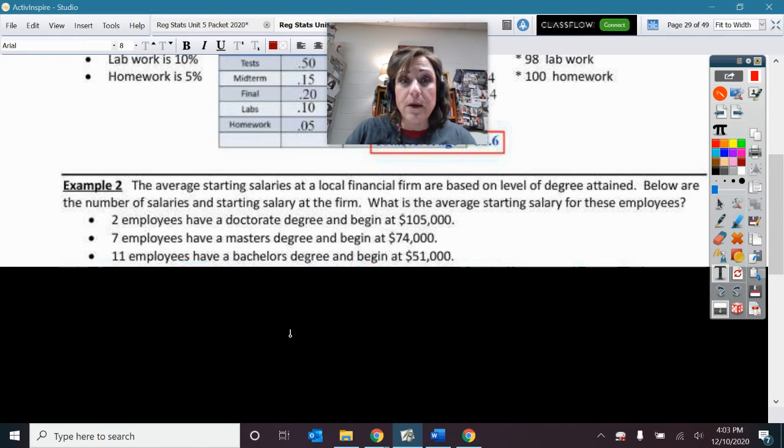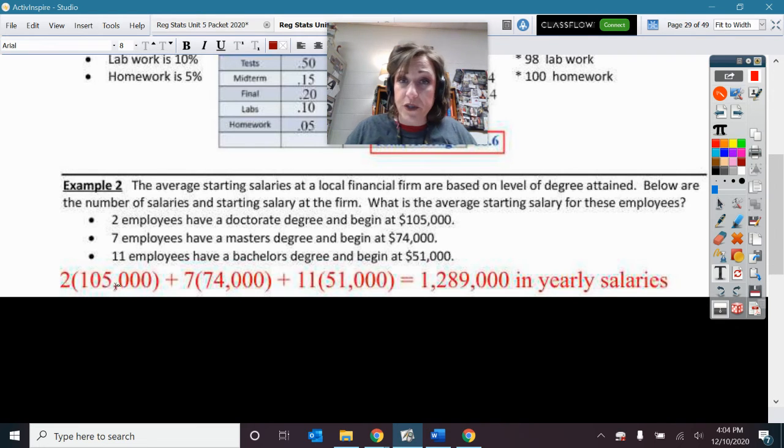Well, just in general, how are we getting an average? We're going to add up all those pieces and divide by how many there are. Well, in this case, how many employees' salaries do I need to add together? Well, 2 plus 7 is 9, plus 11 is 20. So I need to add up 20 employees' salaries together, and I'm going to do that this way.